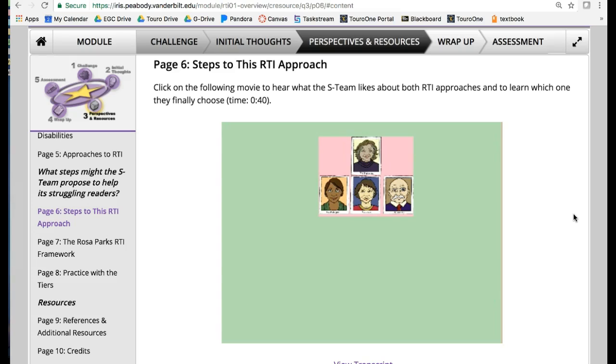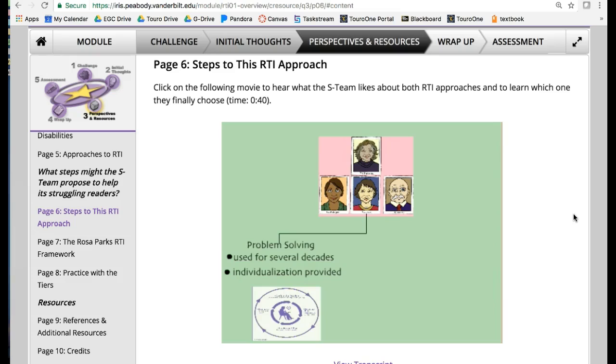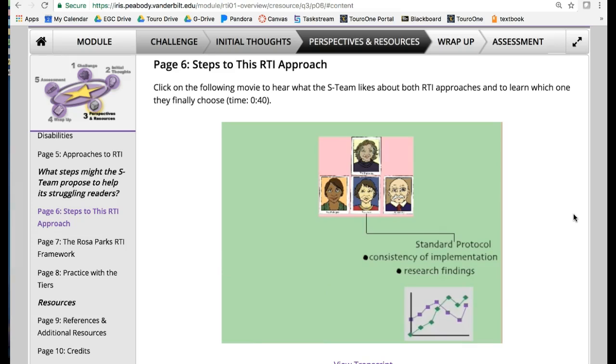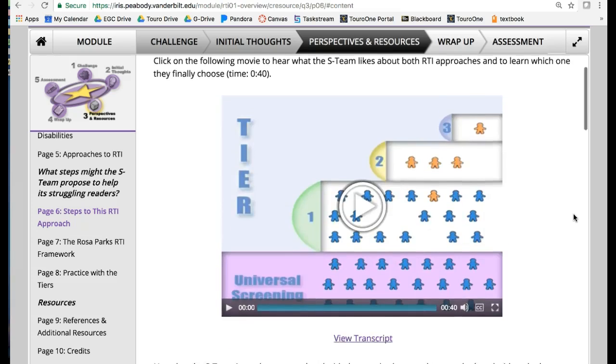They are encouraged that the problem-solving approach has been used for several decades, and they really like the individualization it could provide to their students. On the other hand, they also like the consistency of implementation that would occur with the standard protocol, and they are impressed with the research findings that back its effectiveness. Eventually, the S-Team recommends, and the teachers and principal agree, to try the standard protocol approach.